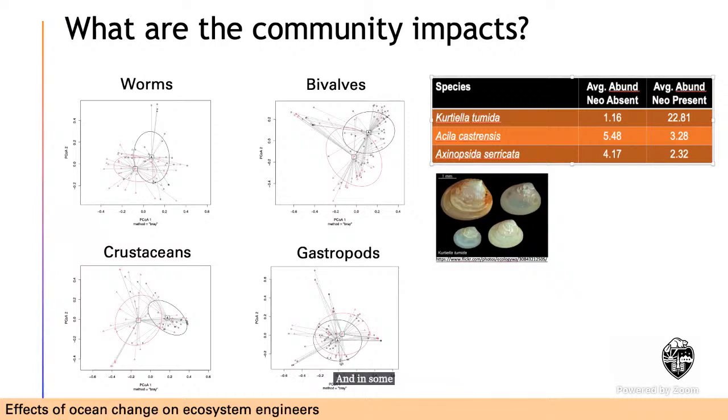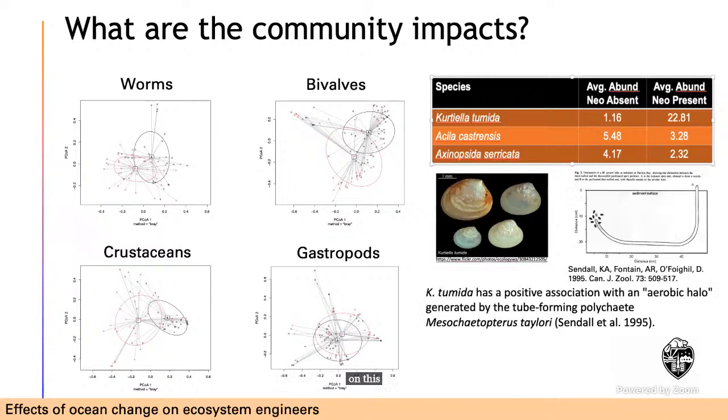And in some cases, we had over 40. So I'm just starting to look into this, doing some literature on this little clam. It's been found to have a positive association with the aerobic halo of a tube-forming polychaete. So that seems pretty consistent with our findings about the burrows of Neotrichaea.